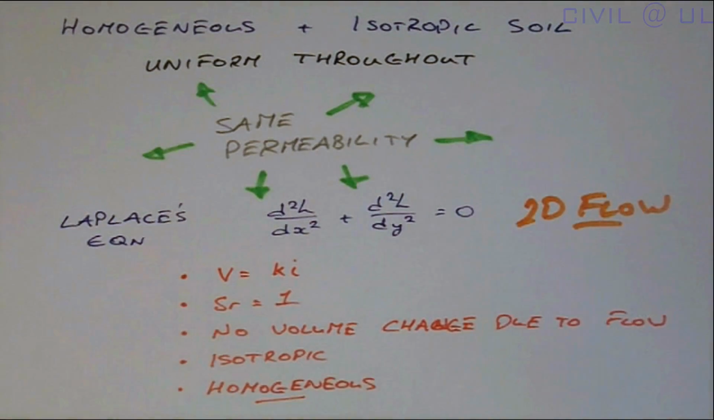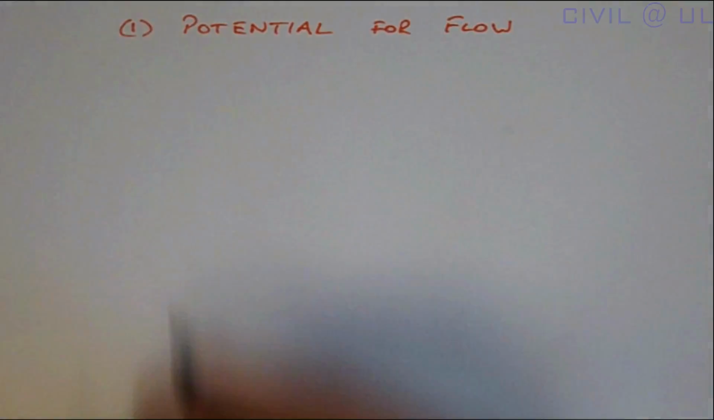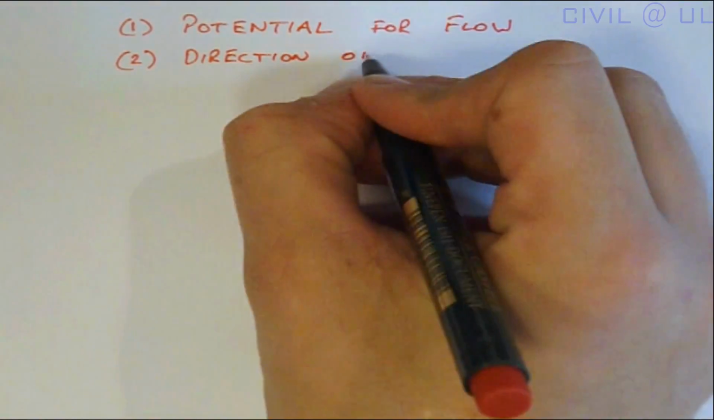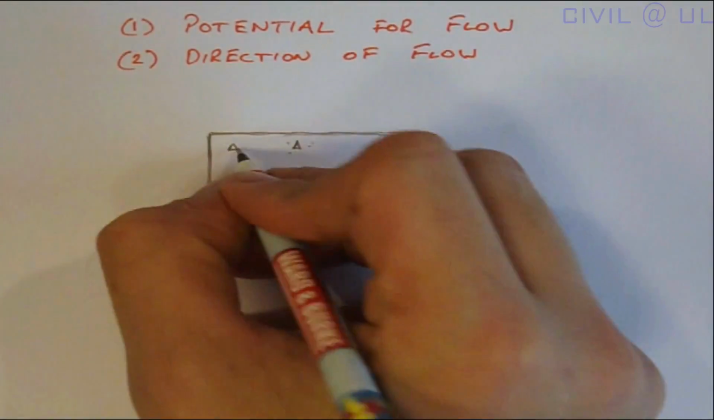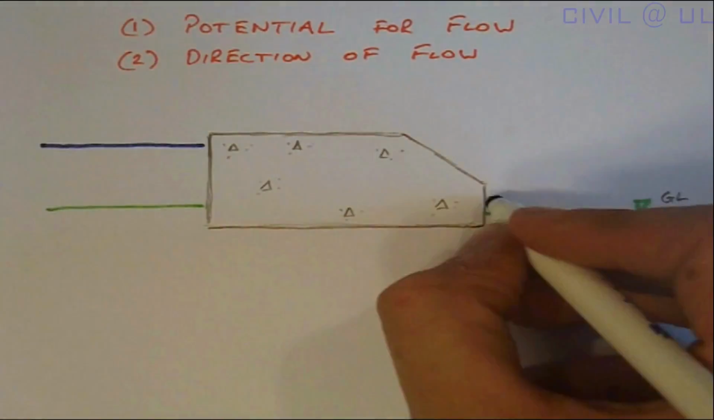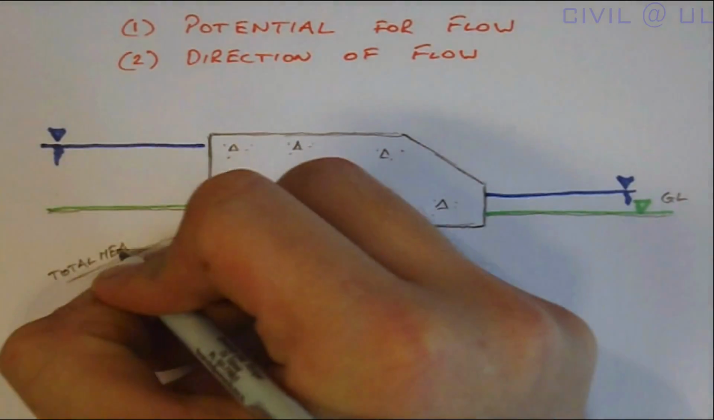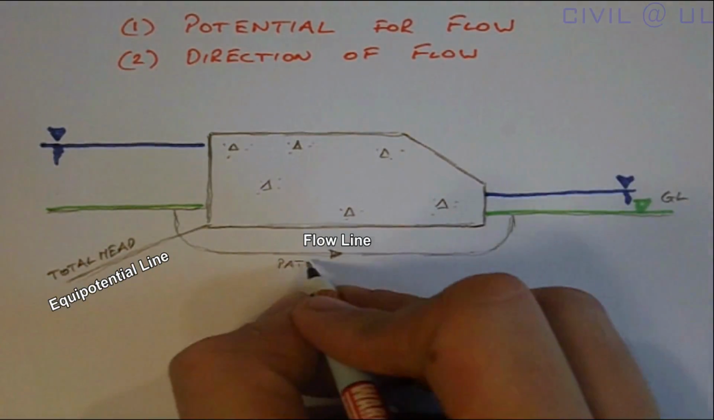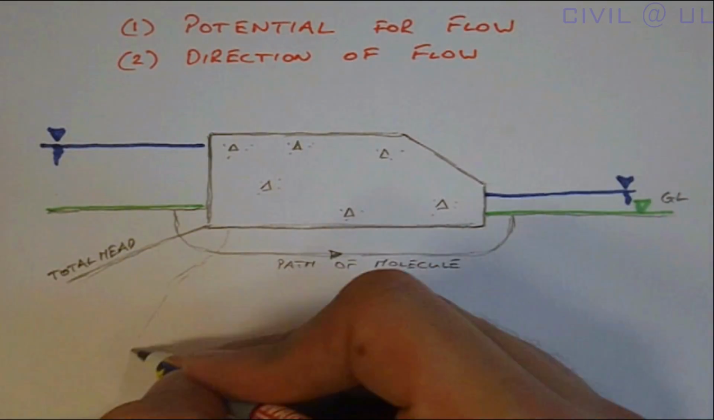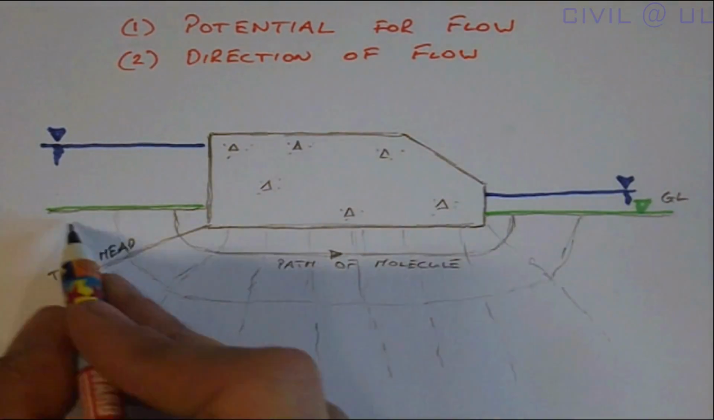From this, we can determine 2 mathematical functions. One that defines the potential for flow at any point in an aquifer, and the second defines the direction of flow at that point. These seepage functions can be represented graphically by an equipotential line, which represents a line of constant total head, and a flow line, which traces the path of a water molecule travelling through or beneath an obstacle, for example, a concrete dam in this case.